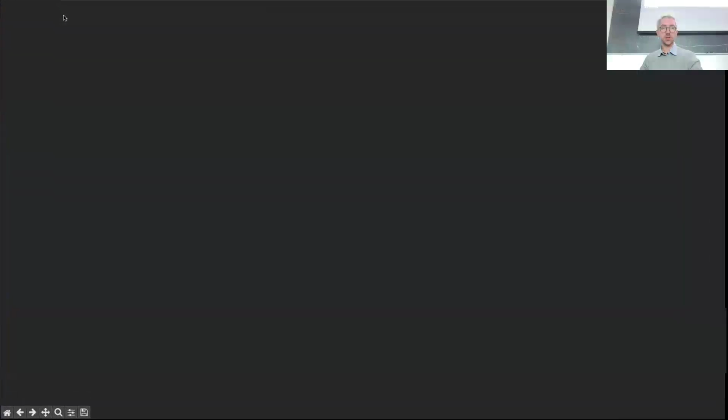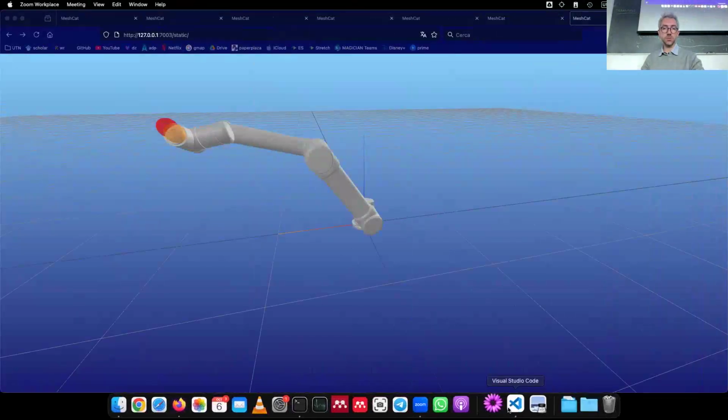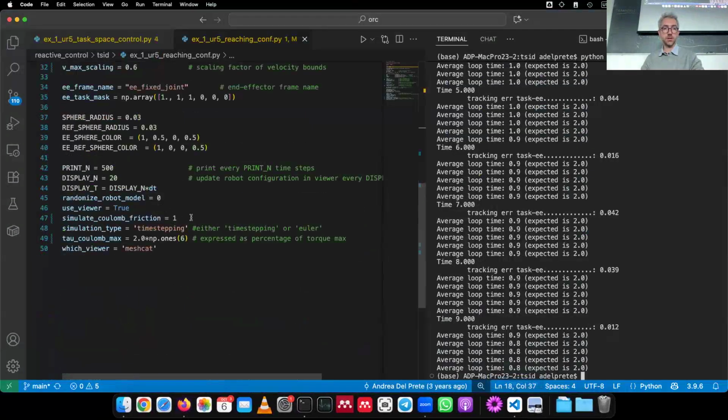And the end effector tracking, also this one is a bit better than it was before. Again, not perfect. And this error that we are seeing, I think it's mostly due to the Coulomb friction. I think if we run the same test without the Coulomb friction, we should get perfect tracking.